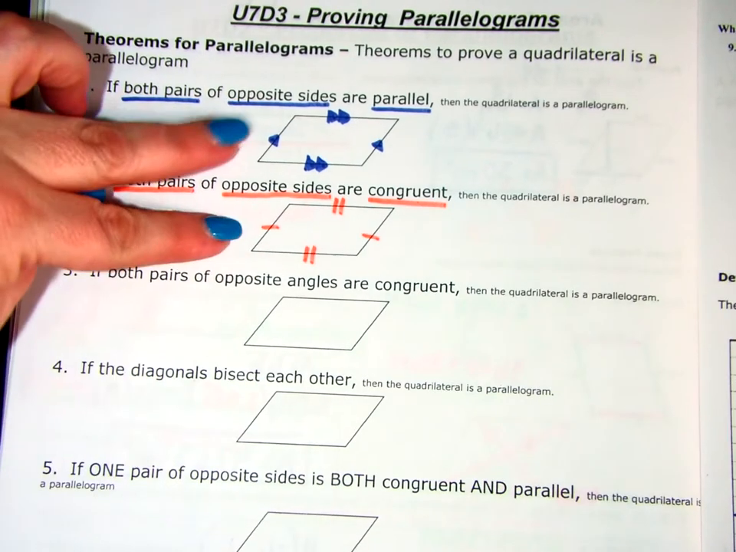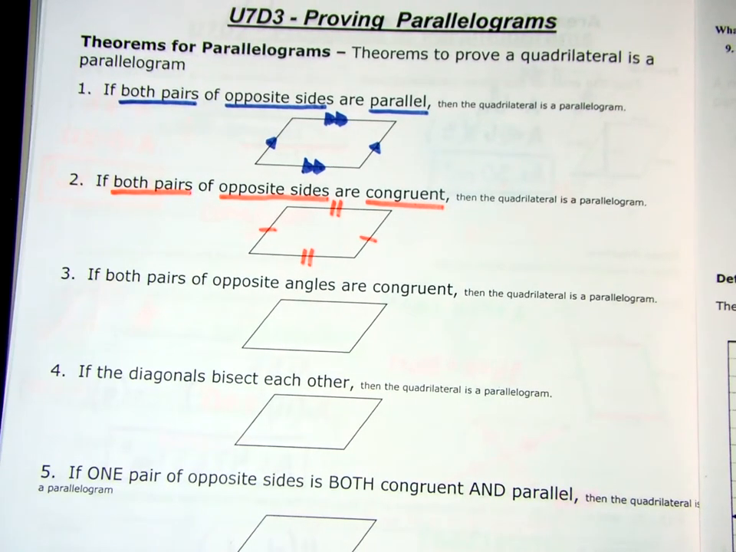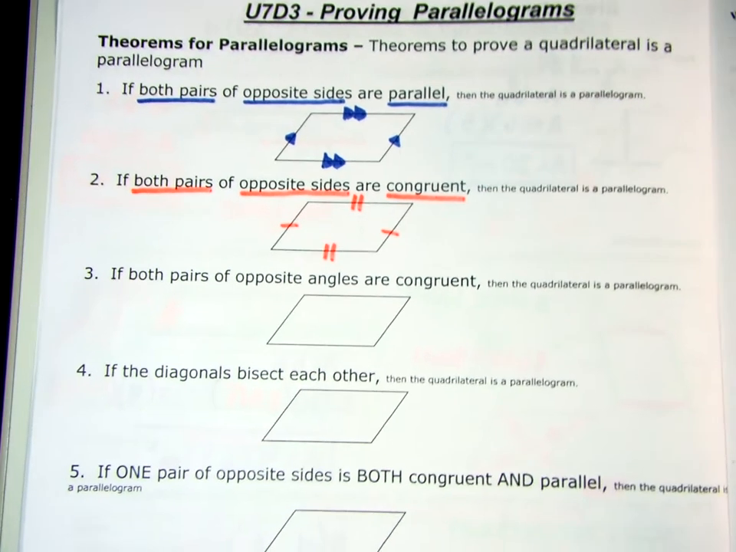So again, on these examples, I'm just marking the pictures with what you need to see. Sometimes they'll just give it to you. Sometimes you'll have to be able to prove it. Okay? So you have to pay attention to that. All right, let's go on to number 3.